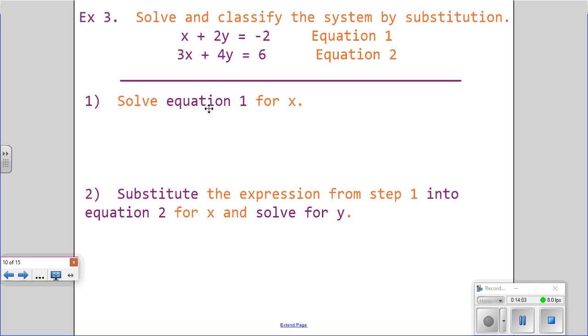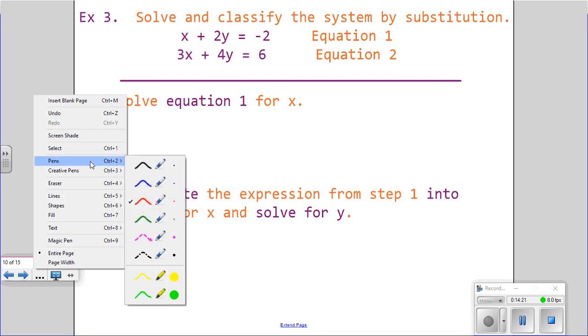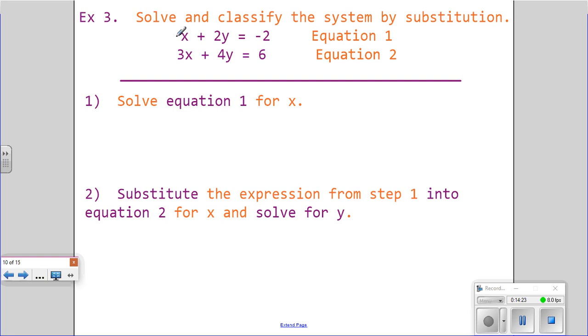I'm going to take equation 1 and solve for x. Because when I look at equation 1, x is the only variable in the entire system that is by itself or has a coefficient of 1. So that makes it easier to isolate. So when I isolate x, that means I would have to subtract 2y from both sides. So the equation would read x equals -2y minus 2. Again, all I did was subtract 2y from the other side to get x by itself.